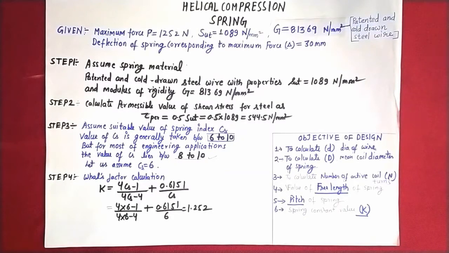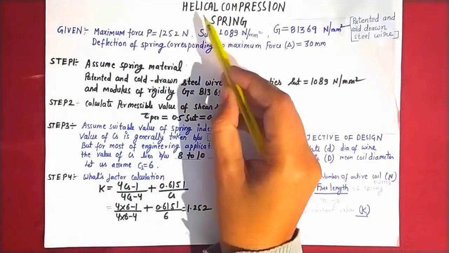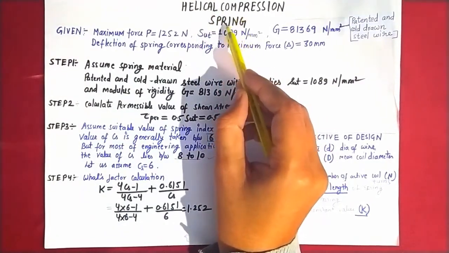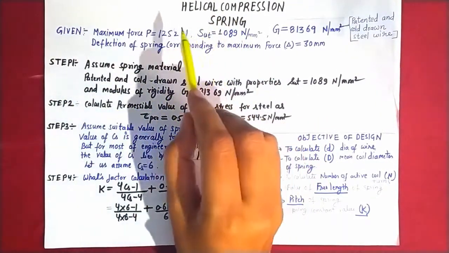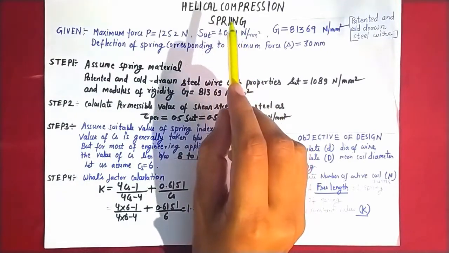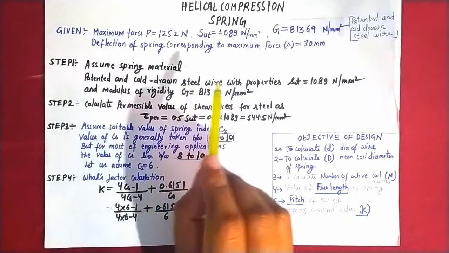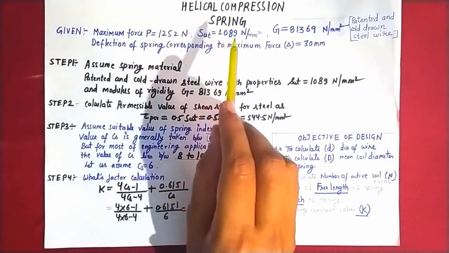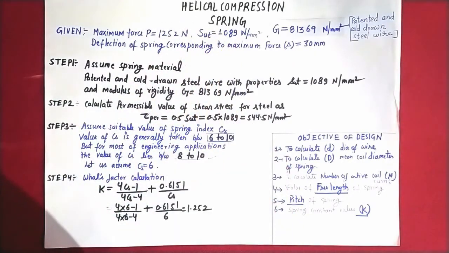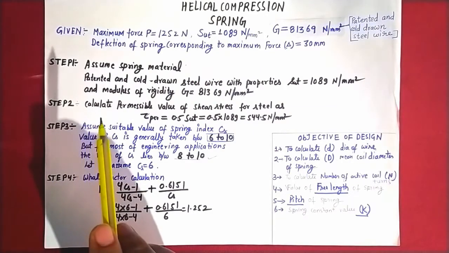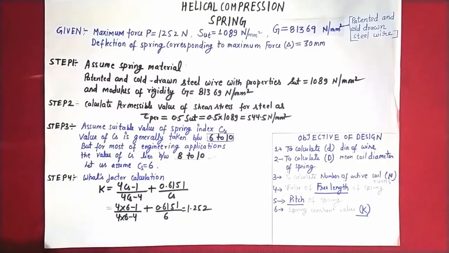Friends, today we are going to discuss the design procedure for helical compression spring. It is also known as closely coiled helical compression spring, CCHS. So we are going to discuss the design procedure of this helical compression spring.